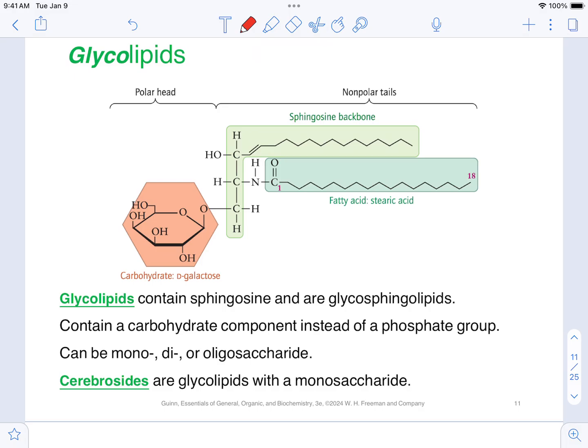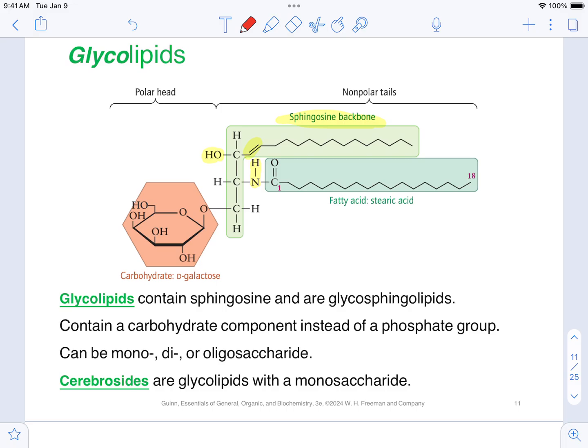Here is something called a glycolipid. A glycolipid is derived from your sphingosine, so that is why it has this sphingosine backbone here. You can see your 18 carbons there. You can see your alkene group here, your hydroxyl group, and your amine group there. These are also called glycosphingolipids because they come from your sphingosine backbone.